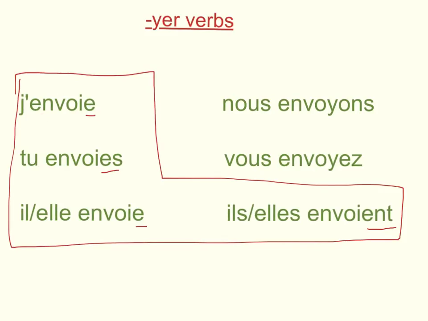So it's j'envoie, tu envoies, il envoie, elle envoie. I'm going to skip down here. Ils envoient, elles envoient. And then we have nous envoyons and vous envoyez. So it's still conjugated the same way. The endings don't change. All that changes is in these four forms, instead of a Y, it's an I. All right? And that's actually all I have for you, so not too long of a lesson.